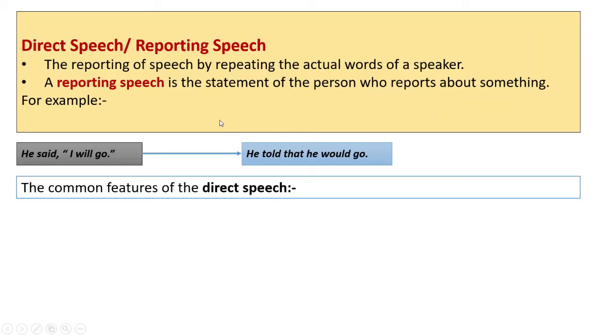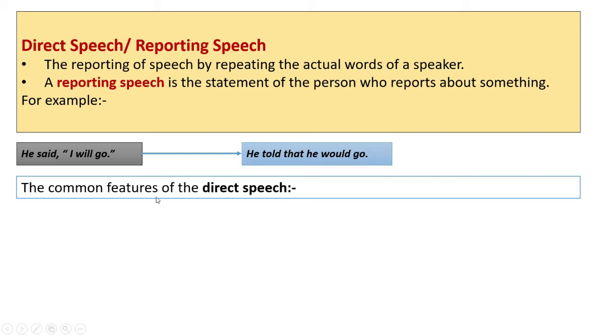So now let's have a look at direct speech and reporting speech. We also call direct speech a reporting speech, that is, the reporting of a speech by repeating the actual words of a speaker, and a reporting speech is the statement of a person who reports about something. For example, he said, I will go. He told that he would go.